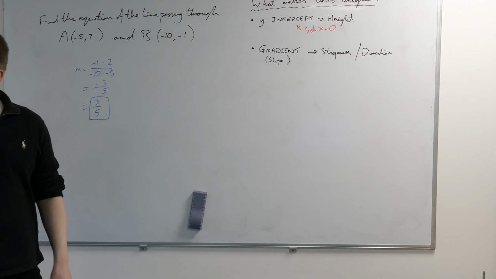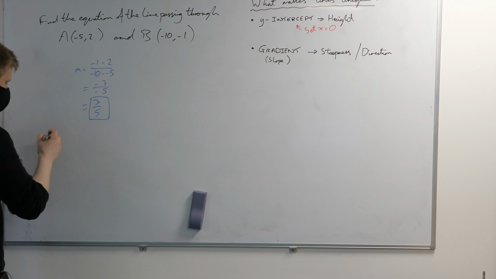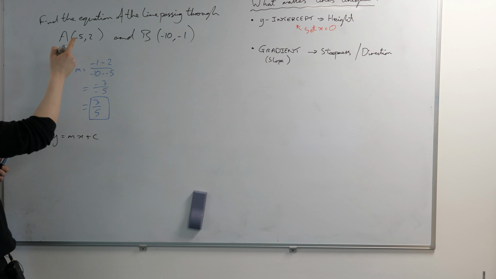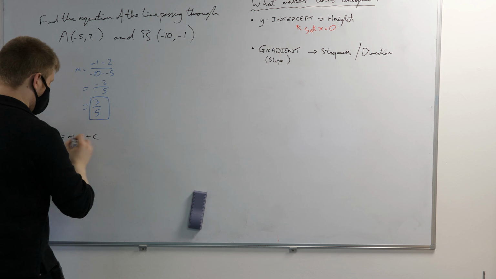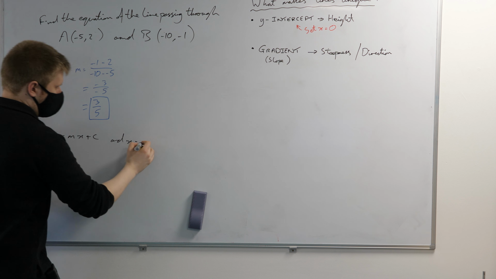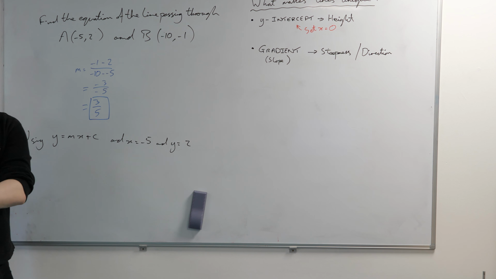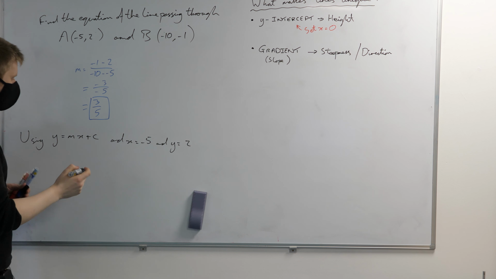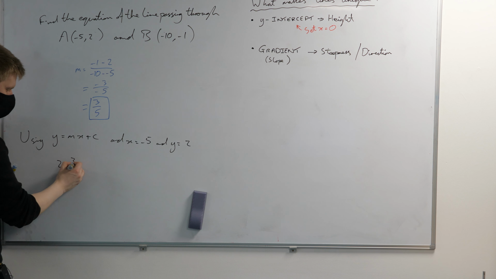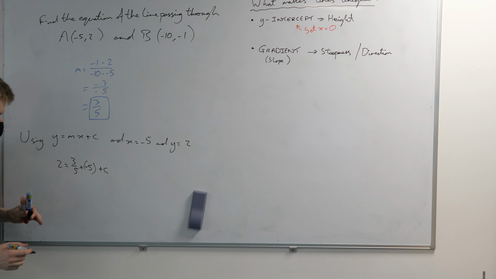Okay, then what? Y equals mx plus c. Good, well done. And 2 equals 3 over 5 multiplied by -5 plus c. So you're using point A, right? Yeah. Okay, so you're using this equation and x equals -5 and y equals 2. So just read out that last line which you wrote out again. So 2 equals 3 over 5 multiplied by -5 plus c. Perfect, well done.